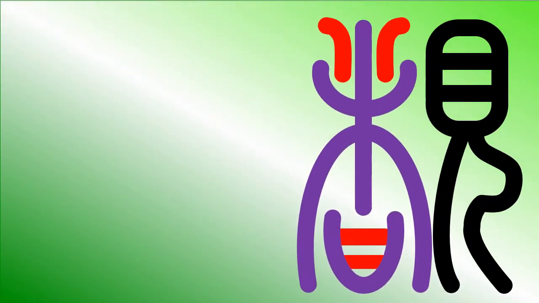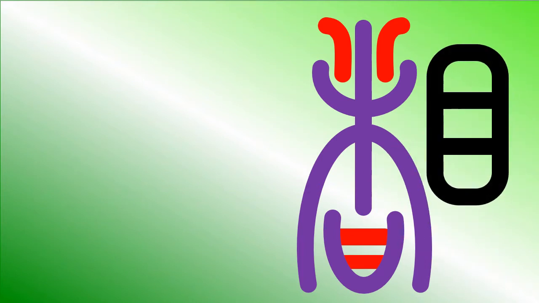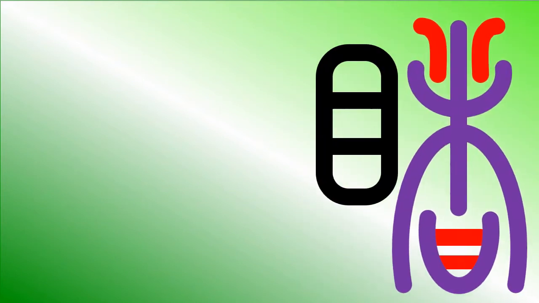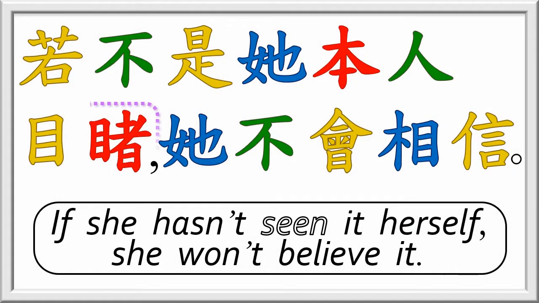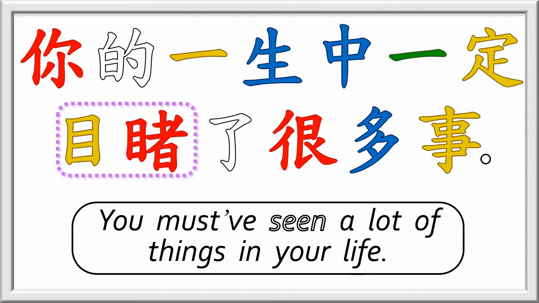Next we have three characters, all pronounced third tone, 读, 读. The first has added the I radical and means to see, especially in the expression 目睹. "若不是他本人目睹，他不会相信." If she hasn't seen it herself, she won't believe it. 你的一生中一定目睹了很多事. You must have seen a lot of things in your life.